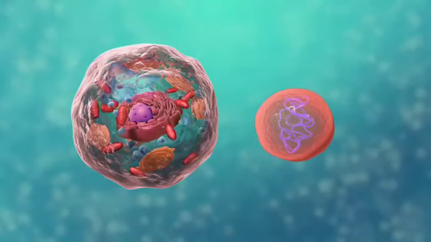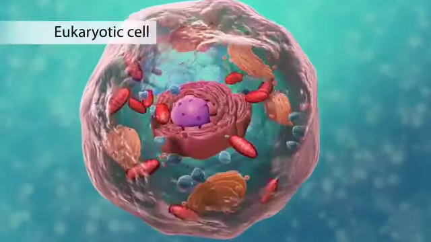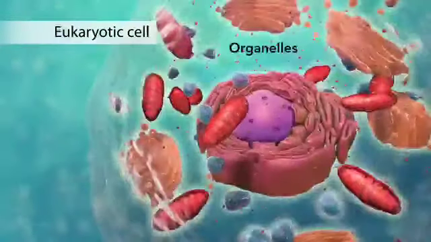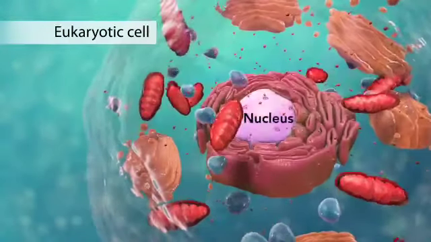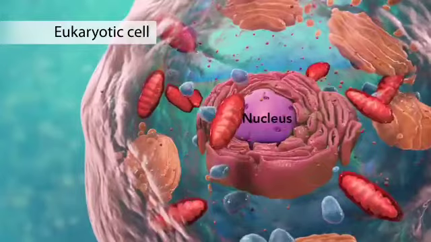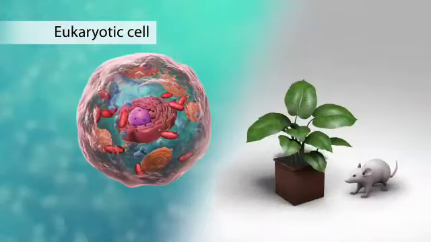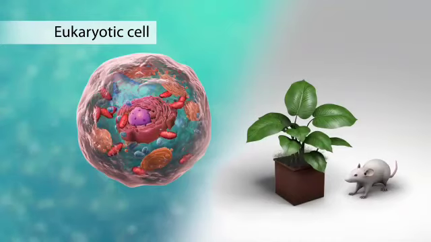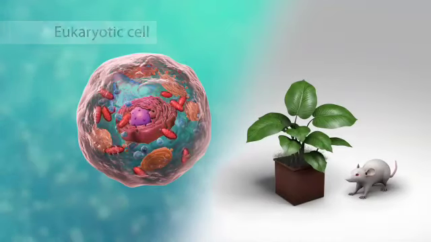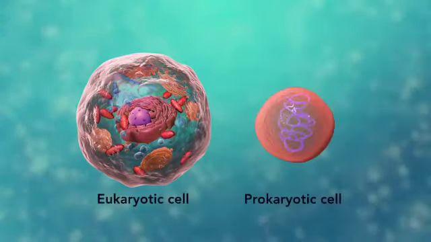There are two broad categories of cells. The first category is the eukaryotic cell. They have organelles which include the nucleus and other special parts. Eukaryotic cells are more advanced, complex cells such as those found in plants and animals.